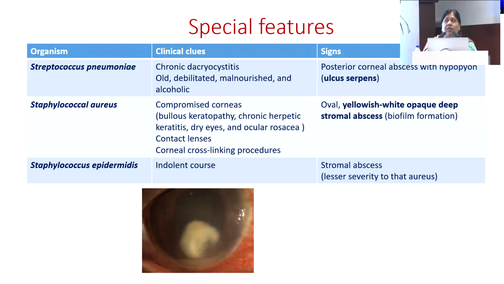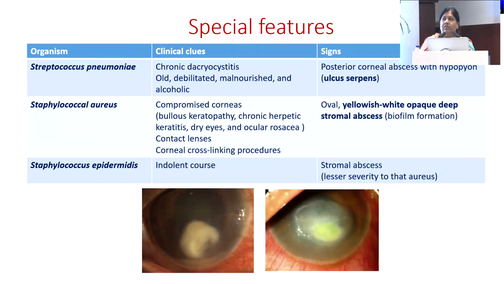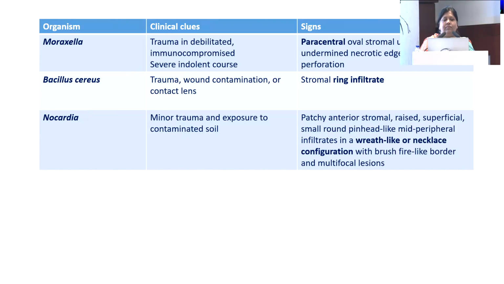So what are the special features related to certain organisms? The most common organisms identified in corneal ulcers are the strep and the staph species. So strep species can cause something called ulcus serpens, in which there is a progressively infiltrating ulcer from the periphery to the center. Staph aureus usually is oval, yellowish white, opaque, deep with a stromal abscess. Staph epidermidis, again stromal abscess, but it's slightly less severe than Staph aureus. Sometimes it's just a superinfection over an erosion.